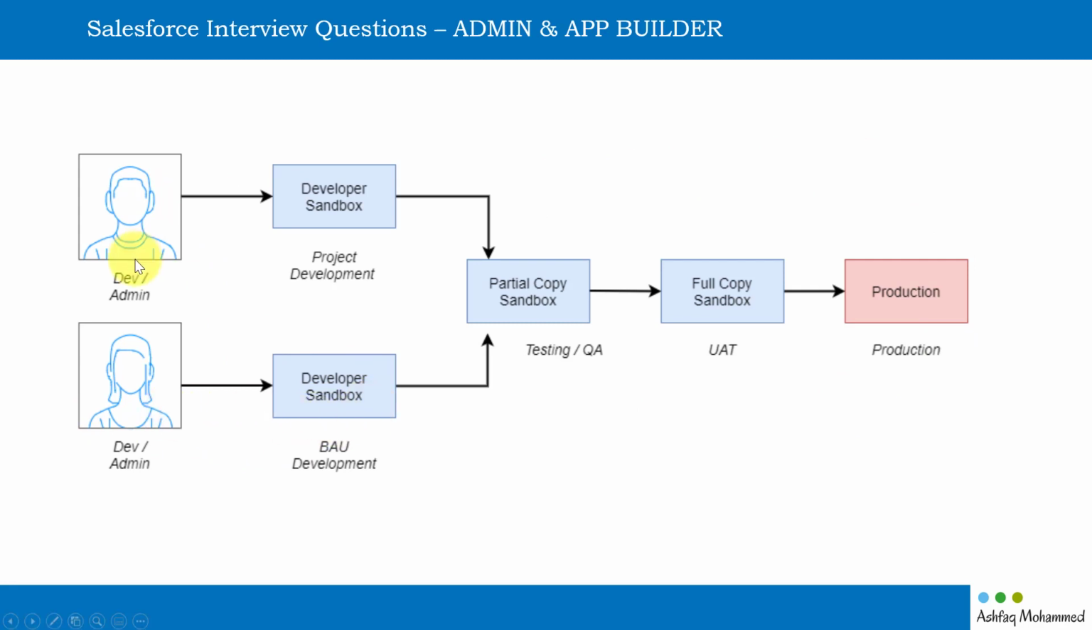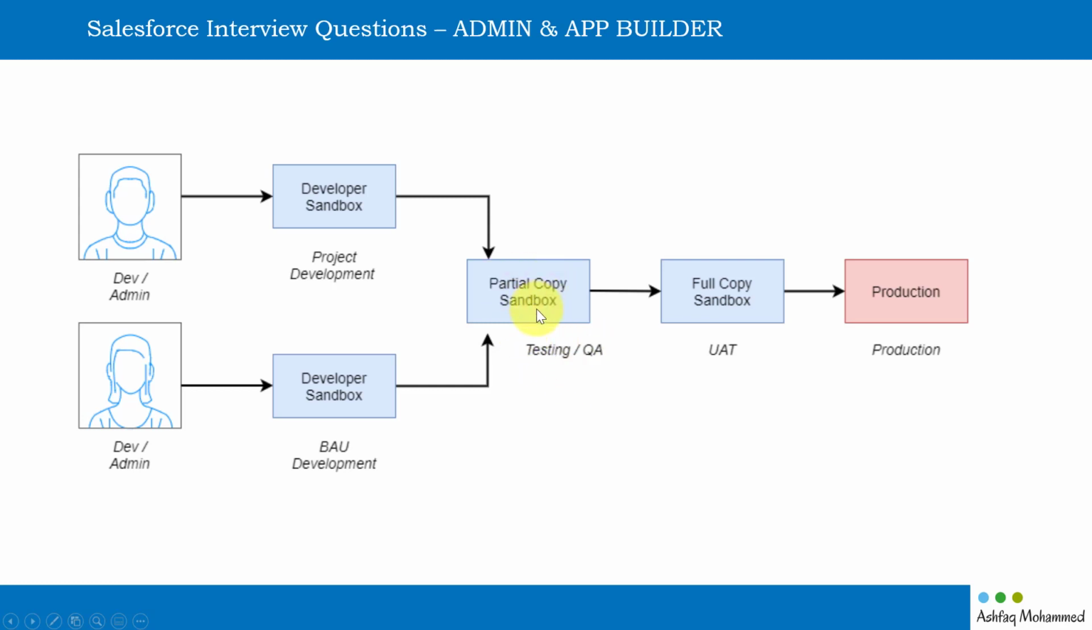So for admins or developers, there will be two streams. Let's suppose there is a project stream, meaning new projects will be developed, and there is another stream called BAU, meaning day-to-day bug fixes and enhancements might be done over here. The developer team from the project can create a developer sandbox. They can name it dev, do their development, and then move their changes to the QA sandbox.